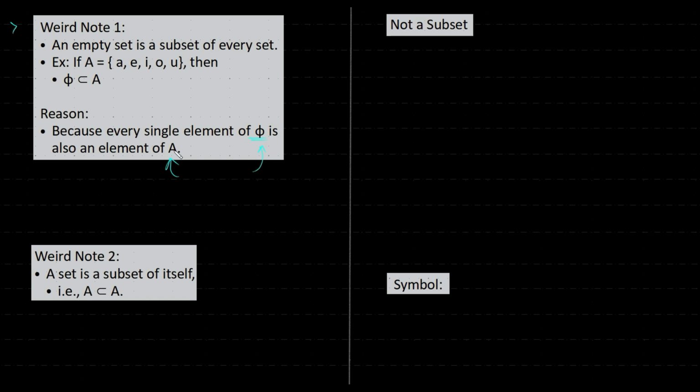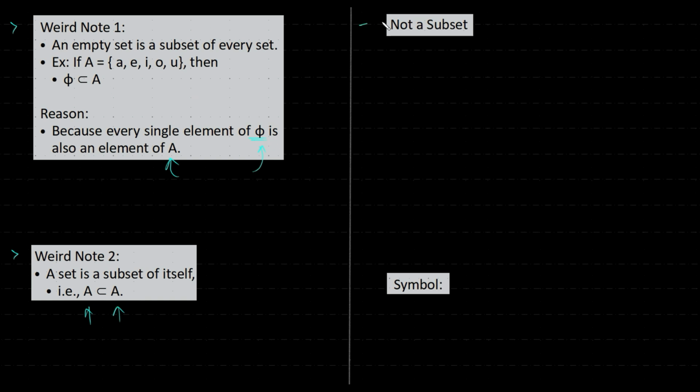Okay? If you're still confused, just remember that the null set is a subset of any given set. It's an important fact, and you guys do get questions based on that. Now note 2: a set is a subset of itself, because whatever element is there in A, by default it's there in A, is it not? Right? So yes, every set is a subset of itself. You guys have to remember this.